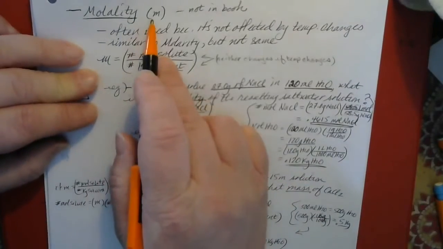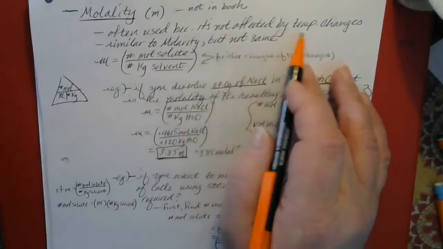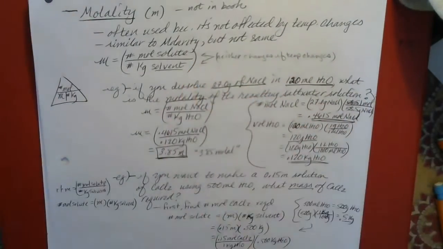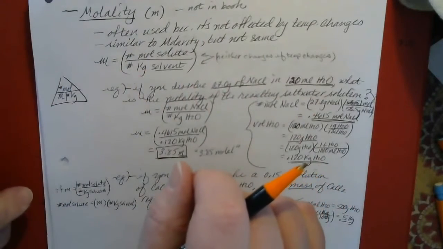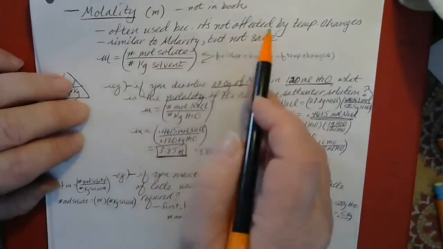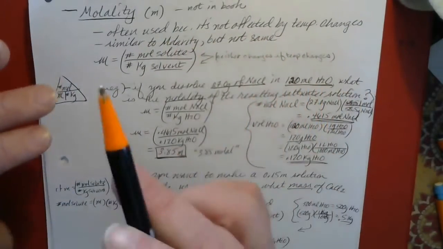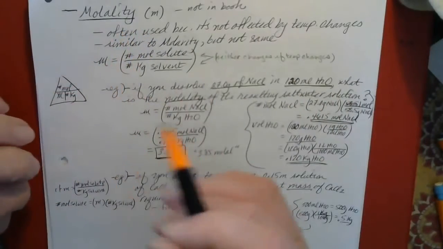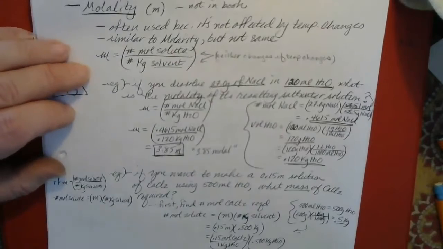So lowercase m, molality, is often used because, again, unlike molarity, this concentration deals with the number of moles in a solution, and it makes it easy to calculate the number of moles in solution, but it's not affected by temperature. Okay. And, like I said, if you're dealing with a situation in which the temperature is changing and you don't want the concentration to change, then you need to use something like molality rather than molarity.